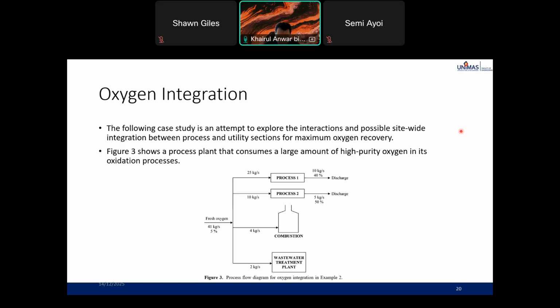Figure 3 shows a process plant that consumes a large amount of high purity oxygen in the oxidation process. A relatively small portion of oxygen is fed to enhance the combustion system, as well as for the aerobic section of the Westbrook electrical plant. The source of oxygen emitted from the oxygen consuming process is still unknown. It should therefore be reused or recycled to reduce the fresh oxygen intake.